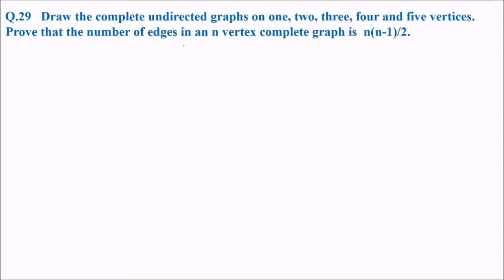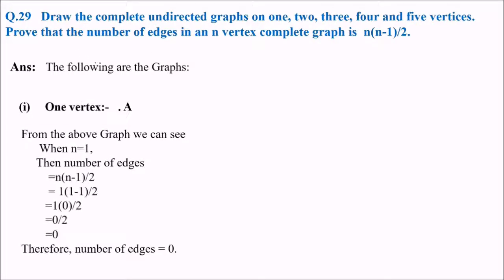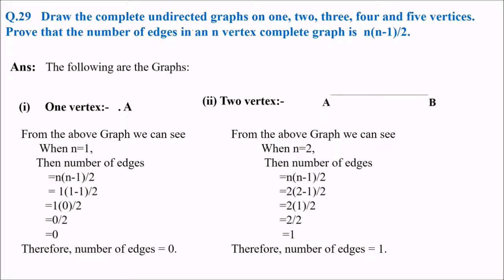Draw the complete undirected graphs on 1, 2, 3, 4, and 5 vertices. Prove that the number of edges in an n vertex complete graph is n(n-1)/2. So let us start. We have one vertex. We draw the complete graph on 1 vertex. And we have to prove that the number of edges in an n vertex complete graph is n(n-1)/2. So n(n-1)/2, let us see.